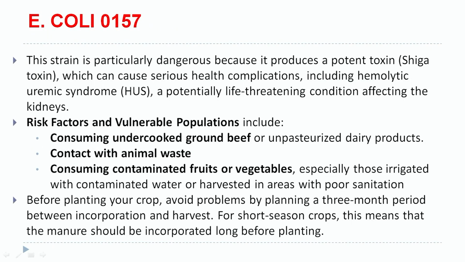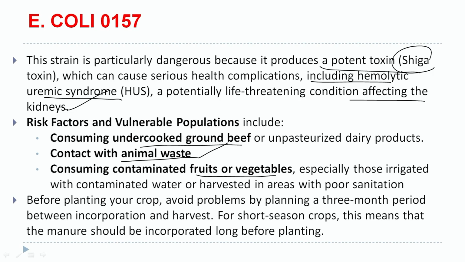This strain is very dangerous. Why? Because it produces an important toxin, the cytotoxin, which causes serious health problems including hemolytic uremic syndrome and may affect the condition of the kidney. The different routes through which this strain is transmitted, as we have discussed, are contaminated meat, direct contact with animal waste, and most importantly consuming food, fruits and vegetables that are grown using contaminated water or by directly applying contaminated animal waste.